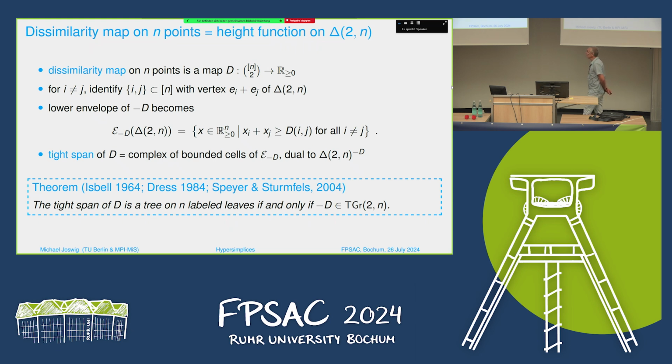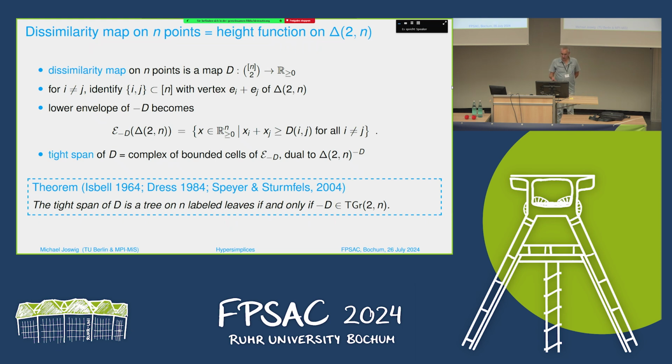And this says, well, if I take such a dissimilarity map, I go through this polyhedral construction, and then this polyhedral complex, this tight span, is a tree on n labeled leaves if and only if the negative of the dissimilarity map is a point in the tropical Grassmannian of 2 and n.